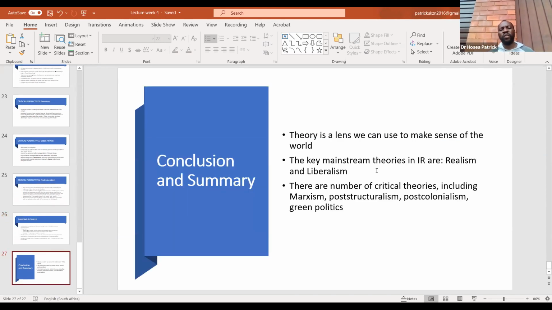So conclusively, we said that theory is a lens that we use to make sense of our world. And we said the two main theories, the mainstream or foundational theories in international relations, are liberalism and realism. And then we have other theories, the critical perspectives, which are Marxism, post-structuralism, social constructivism, post-colonialism, green politics, and feminism, and as many theories as you can come up with. So this is what I intended to cover for today.